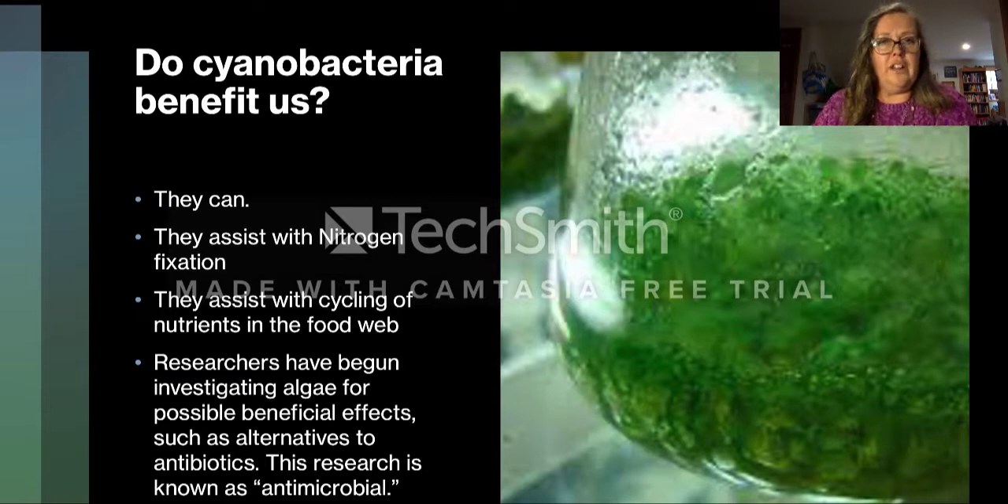Do they offer any benefit to us? They can. First of all, they assist with some very crucial chemical reactions that are part of the cycling of nutrients in the food web, such as nitrogen fixation. They assist in the whole web of life, cycling through and using nutrients, and breakdown and formation. So they're a crucial part of that.